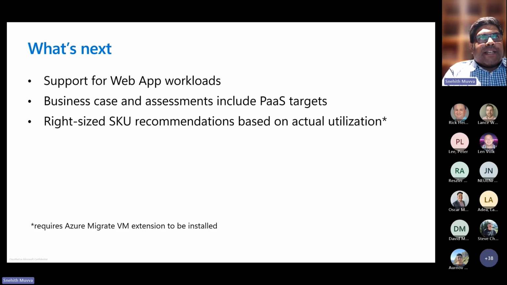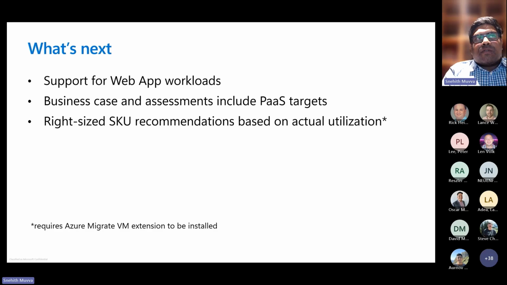For example, initially the preview would be limited to servers and SQL Server workloads. Then it would be extended to web app workloads as well. Initially, the business case and assessments will be just for IaaS targets, that's basically Azure VM, what is known as a lift and shift migration. And then later we'll also include PaaS targets, for example, Azure SQL, Azure Web Apps, AKS, and so on.